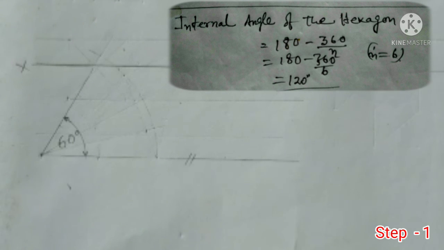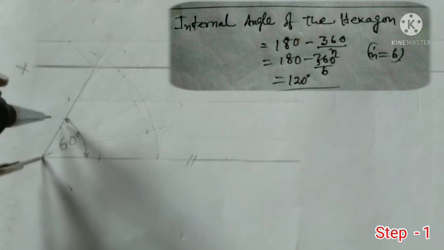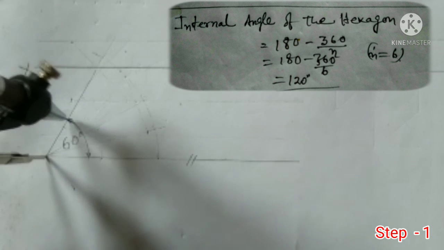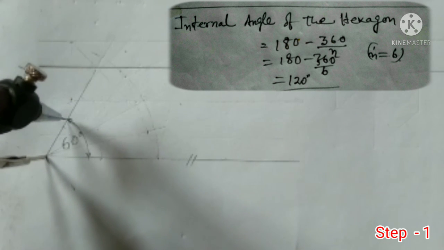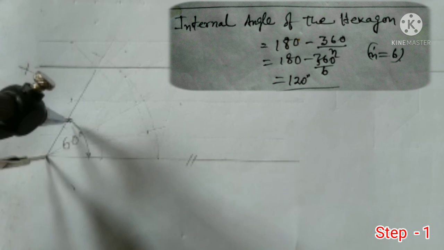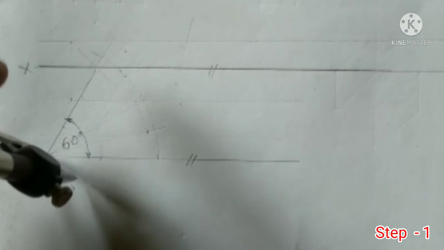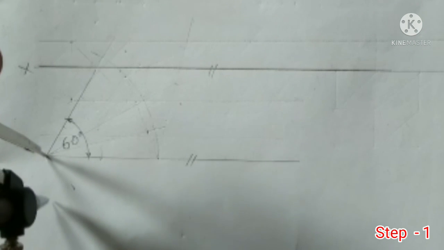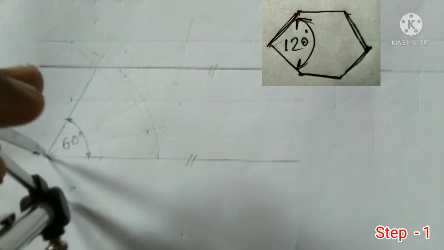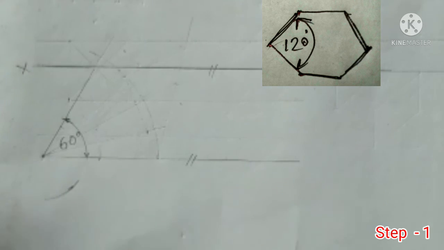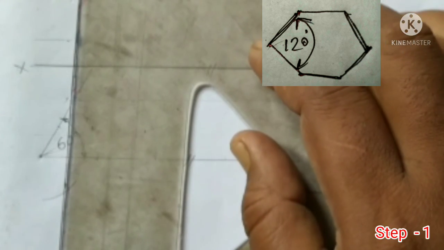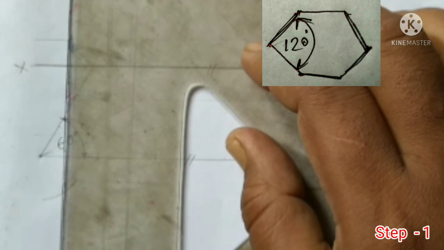First, we will draw the hexagon, and we know the internal angle of a hexagon is 120 degree. We get this by applying this formula. For this, first we draw a parallel line of XY and then a 60 degree angle, that is half of 120 degree. Next, we will cut a 25 distance on this aligned line. And next, from the end point, we will draw a perpendicular projection line.